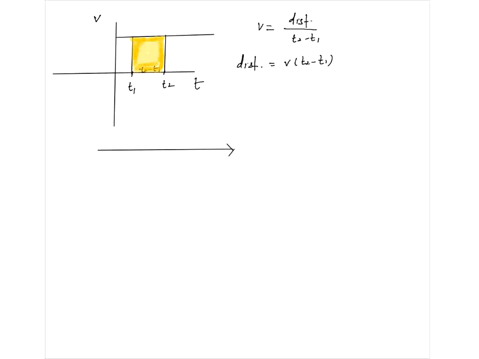So, the moral of the story of the VT graph is that the area under the curve between the 2 points tells us the distance covered between those 2 points.